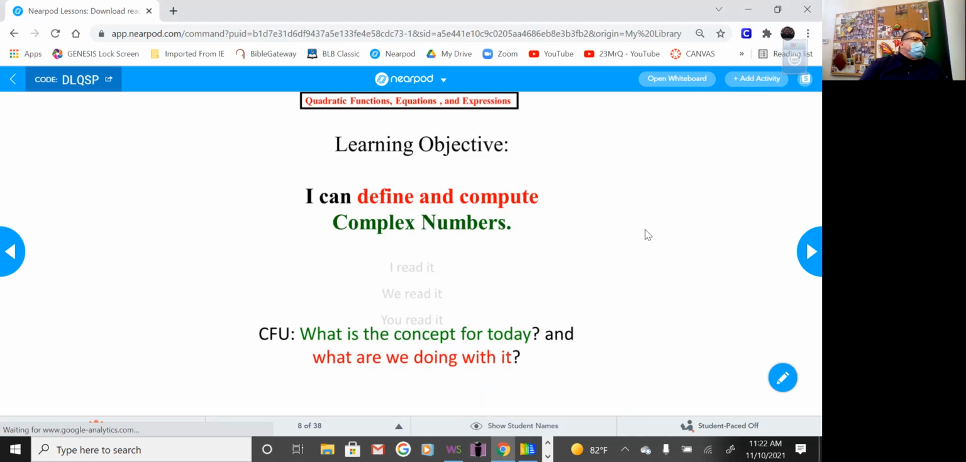So before we move on, turn to your neighbor, let them know a quick definition in your own words of complex numbers without looking at your notes. What would be a definition of complex?